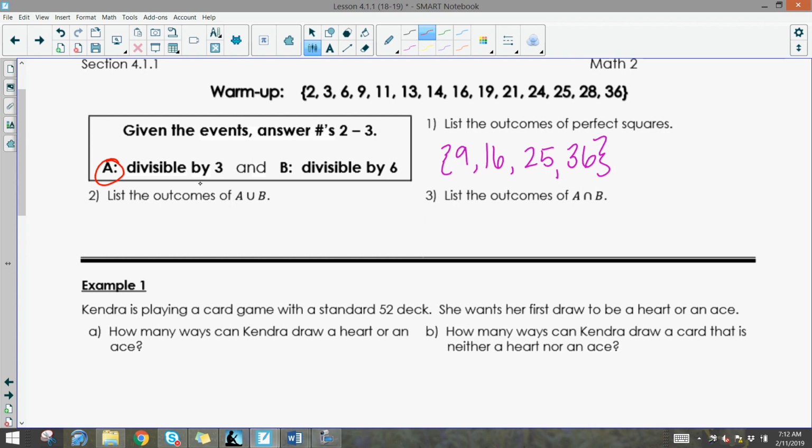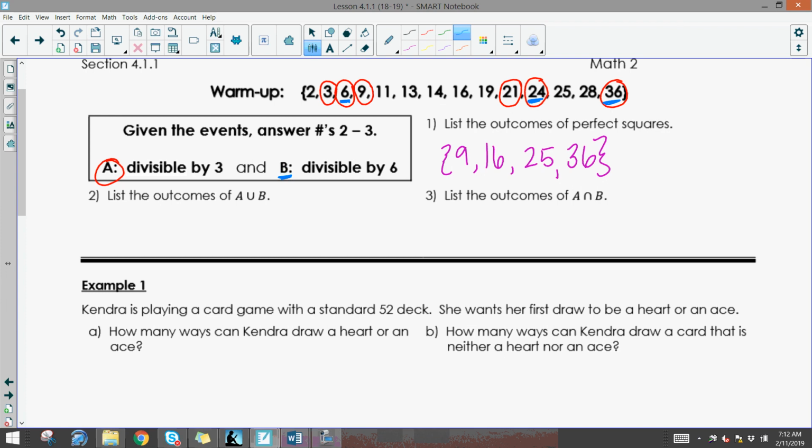A means a number divisible by 3, so I'm going to go through and circle anything that's divisible by 3. So that's 3, that's 6, that's 9, that is 21, 24, not 25, not 28, and 36. So all of those circled in red are part of our event A group. And then for B, we have anything that's divisible by 6, I'm going to underline in blue. So 6 is divisible by 6. 24 is divisible by 6. And 36 is divisible by 6. Okay, I think I got them all.